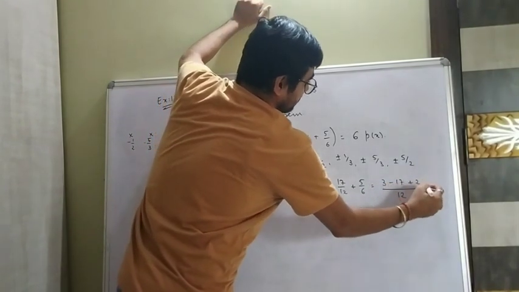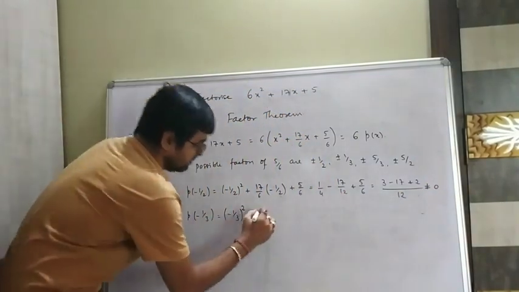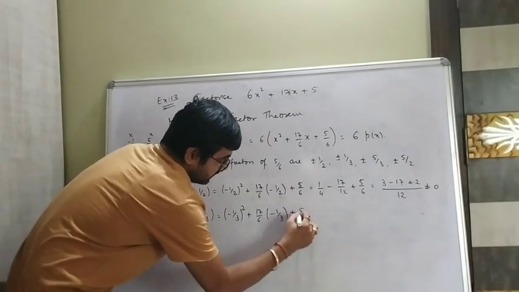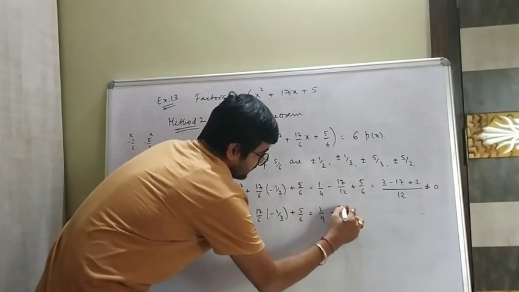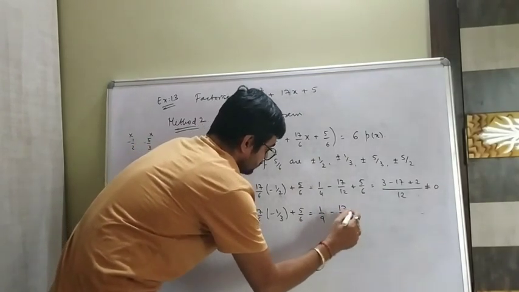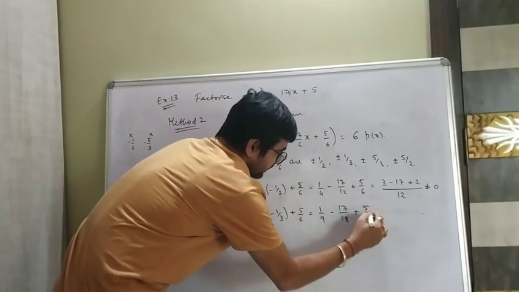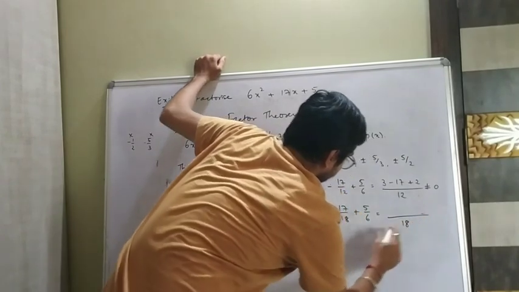So I am getting somehow not equals to 0 only. Again, all the procedure is same. Just we were making sure that we correct the mistake that was made. 5 by 6. So this becomes 1 by 9 minus 17 by 12. Sorry, 18 plus 5 by 6. Again, LCM is going to be 18 only.